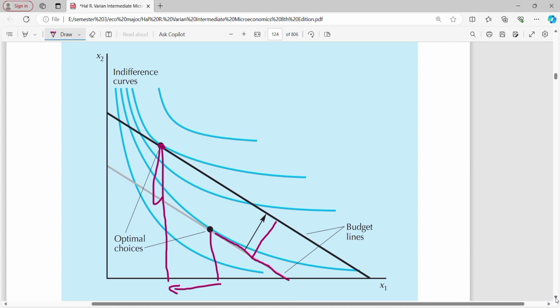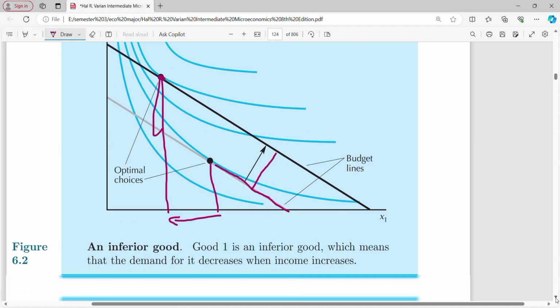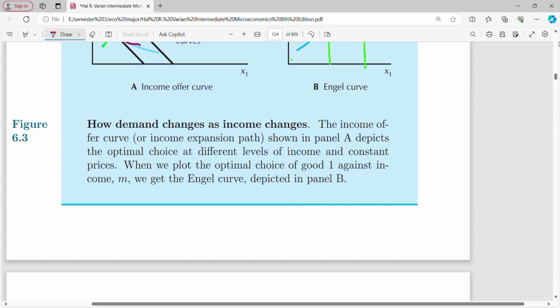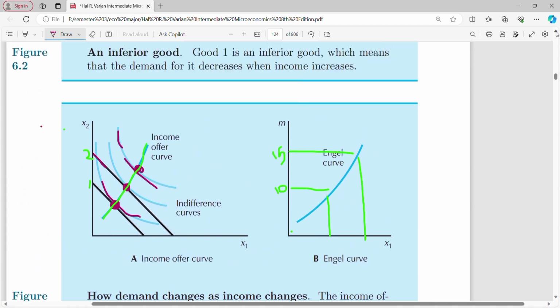Like when the consumer's income is increased, he will not buy the low quality good. When the income is increased, demand for the low quality good is decreased. So demand for the inferior good is decreased. So that's it. Then next is income offer curve.